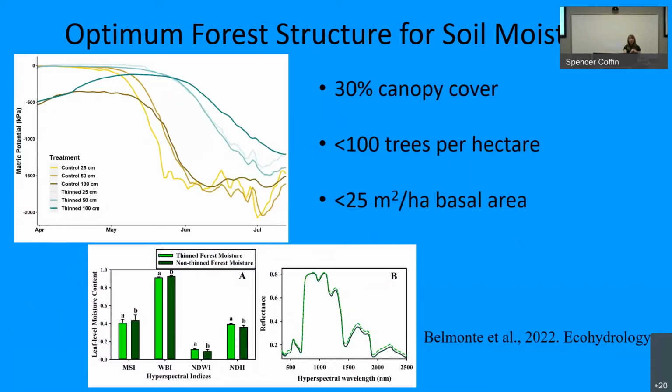So in terms of what kind of a forest structure would be optimum for maximizing or optimizing our soil moisture, we find that at about 30% canopy cover, with less than 100 trees per hectare, with less than 25 meters squared per hectare basal area, is where you are getting the optimal soil moisture. And we're basing this on our detailed soil moisture measurements that you see over there between the thin and the non-thin forest stands. We're also getting exactly the same conclusion from the hectare.